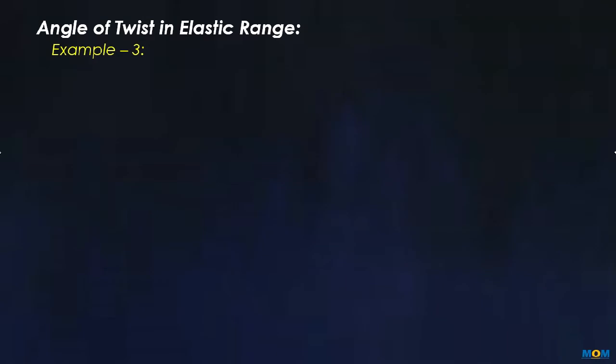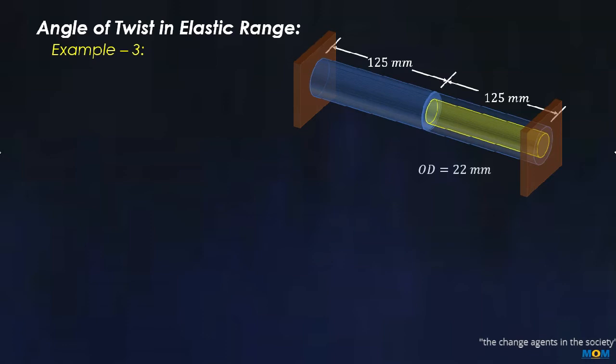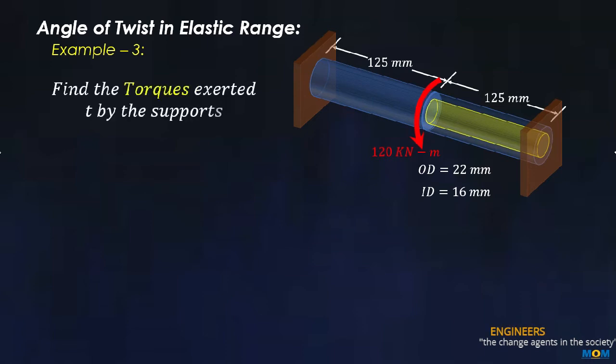In this problem, consider two shafts connected together held by supports at the ends. One shaft is solid and the other shaft is hollow. Length of both the shafts is same, 125 millimeter. Outer diameter of the shaft is same, 22 millimeter, and inner diameter of the hollow shaft is 16 millimeter. Torque of 120 kilonewton meter is applied centrally where both the shafts are connected. Now we have to find the torques exerted by the supports.